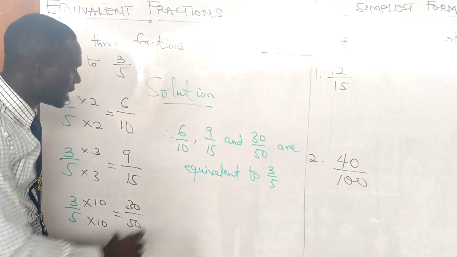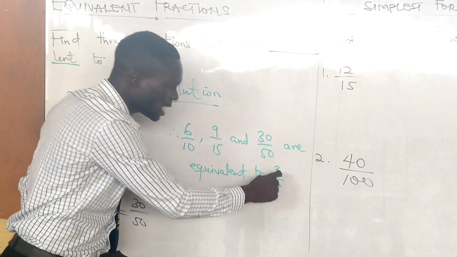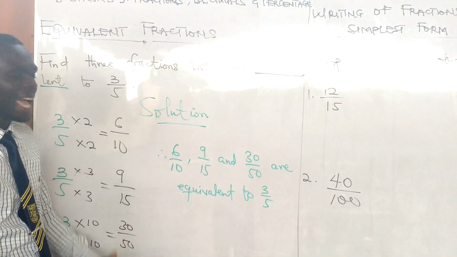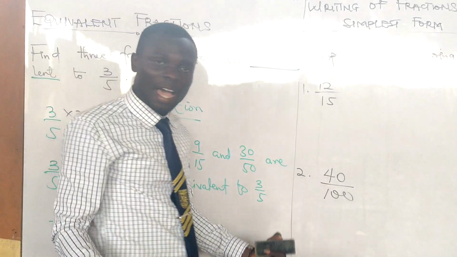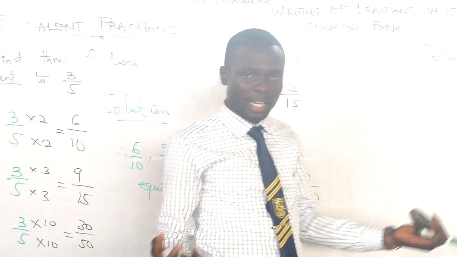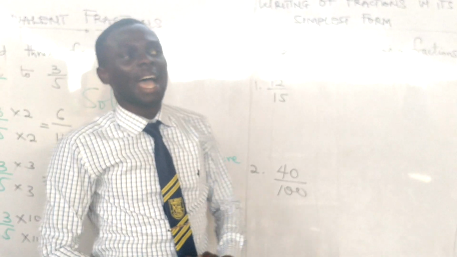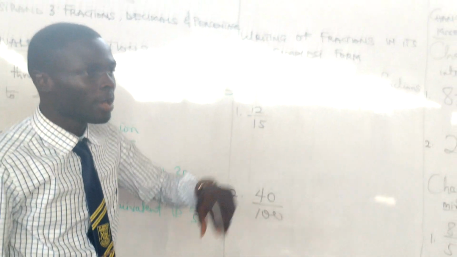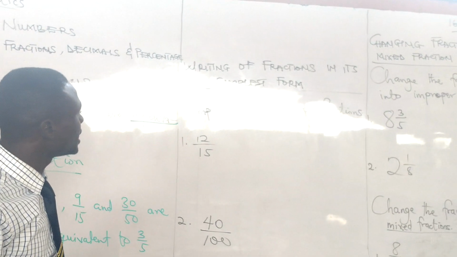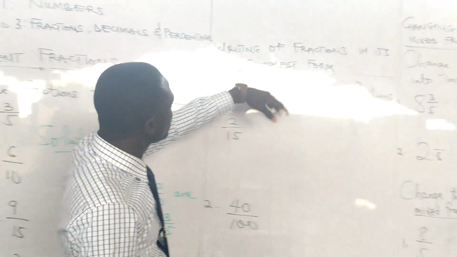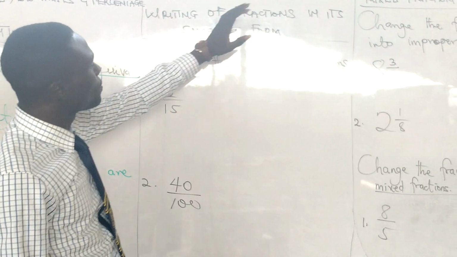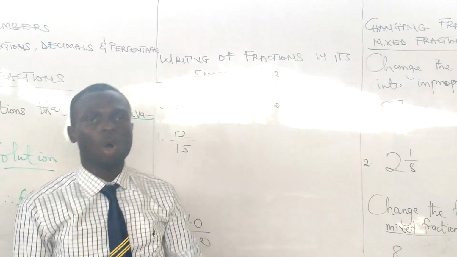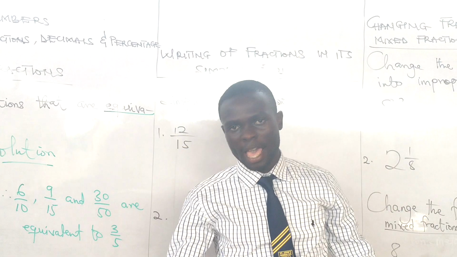So what it means is that 6 over 10 is the same as 3 over 5. If I simplify this, I'm going to get this. And that is how we find equivalent fractions, or fractions that are equivalent to another fraction. We are just revising before we look at the topic another day. Now we want to look at the next one, writing a fraction in its simplest form or lowest terms.